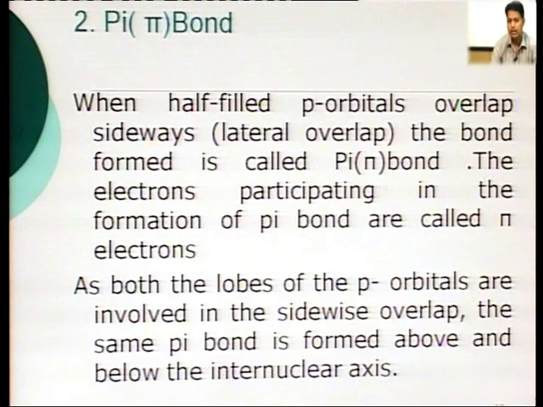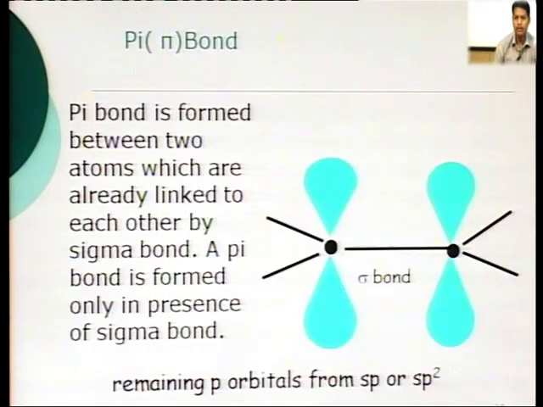Because both the lobes of the p orbitals are involved in sidewise overlap, the same pi bond is found above and below the internuclear axis. Here a pi bond is shown. A pi bond is found between two atoms which are already linked to each other by a sigma bond. A pi bond is formed only in the presence of a sigma bond. The two lobes of the p orbital are shown for one atom, and they overlap with another p orbital sideways.